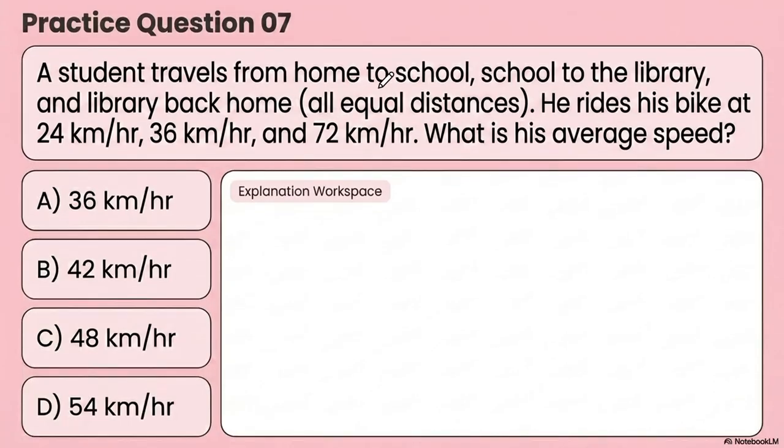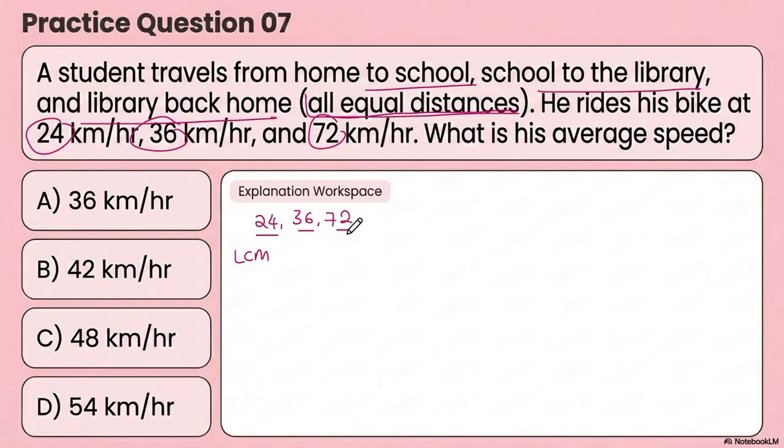A student travels from home to school, school to library, and library back home. All equal distances. Okay, here it is mentioned all the distances are equal. So we can use this trick, and speeds are given 24, 36 and 72. So 24, 36 and 72. So let's find out the LCM first.